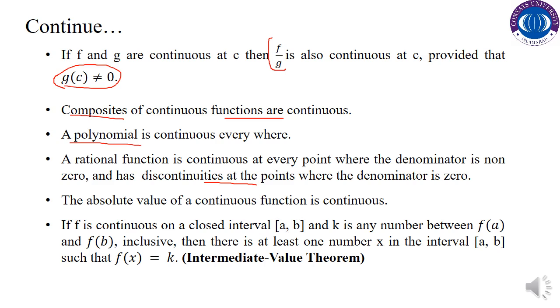The absolute value of the continuous functions is continuous. If f is continuous on a closed interval a b and k is any number between f of a and f of b, then there is at least one number x in the interval a b such that f of x is equal to k.